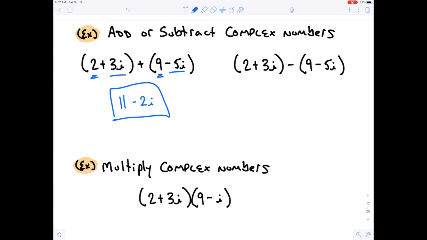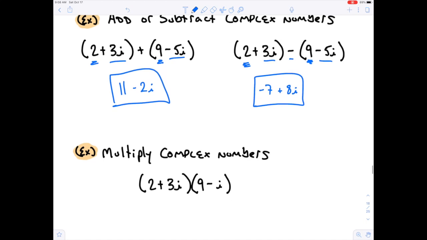And you're not going to be surprised that subtracting works the same way. Take the real portions and get negative 7. 3i minus negative 5i. Just be careful with minus negative, but that's no surprise there. So we get plus 8i, and that's it. So adding and subtracting works just like you would with like terms.